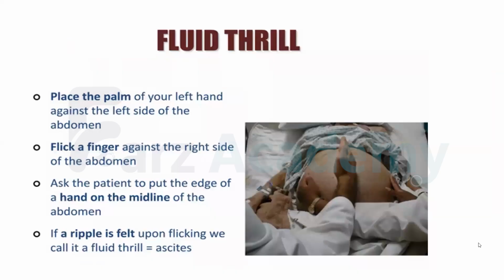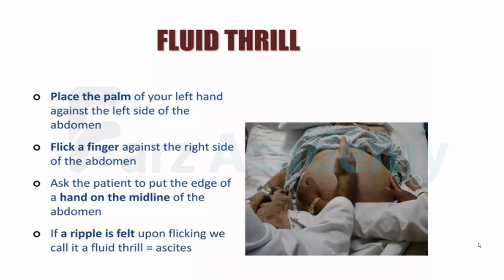the fluid thrill is to be seen where you suspect an unusual amount of fluid in the tummy. You should place the palm of your left hand against the left side of the abdomen, flick a finger against the right side of the abdomen. Ask the patient to put the edge of the hand on the midline of the abdomen. If a ripple is felt upon flicking, we call it a fluid thrill, and that is confirmatory of ascites.